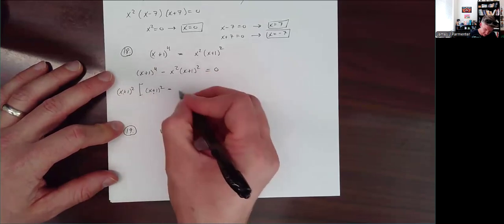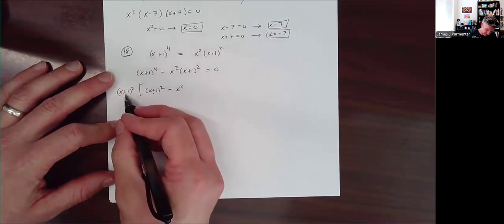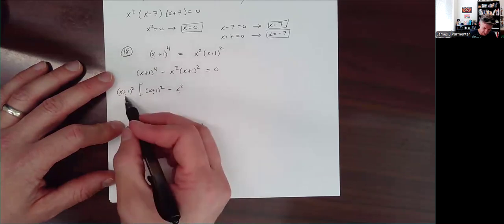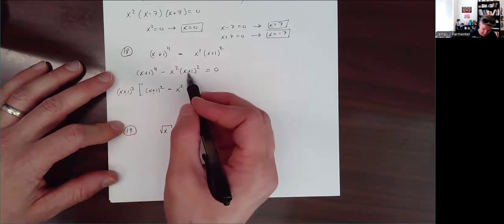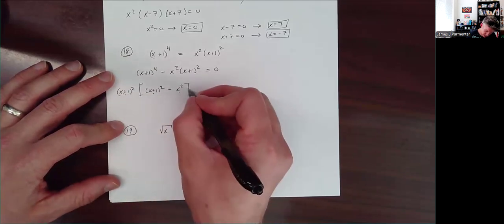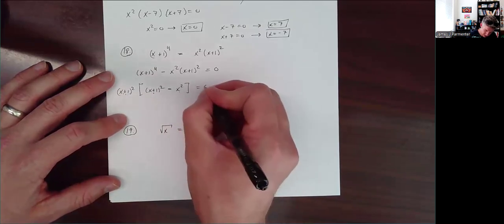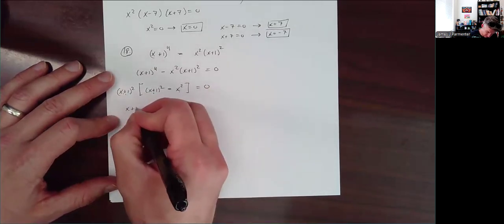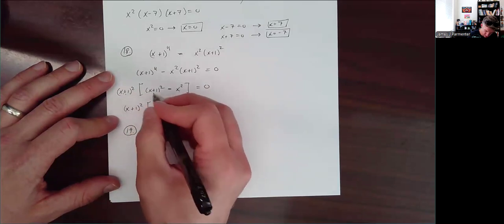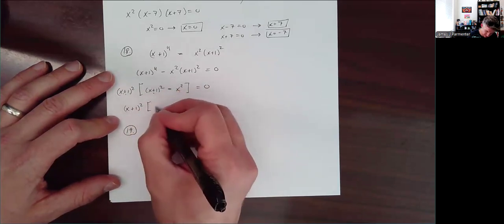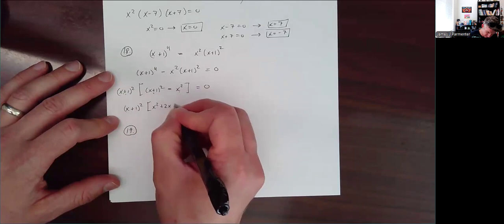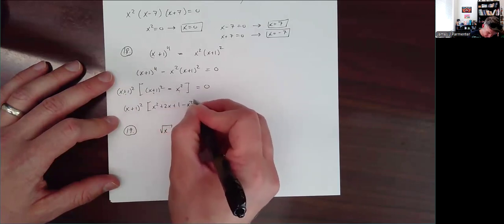Minus, here I'm just going to have an x squared, because x plus 1 times x squared is x plus 1 squared times x squared. And now we're going to simplify. I'm going to leave this x plus 1 squared out here. I'm going to multiply out the insides here. So x plus 1 squared is x squared plus 2x plus 1 minus x squared.